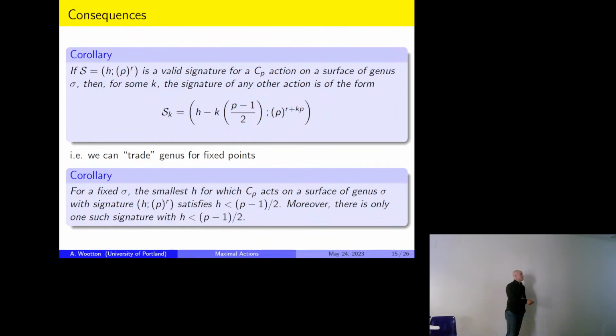Because here we can keep subtracting off multiples of p minus 1 over 2, that tells me that the smallest possible quotient genus for my surface appearing in this signature is going to be smaller than p minus 1 over 2. Okay, so it's going to be between 0 and p minus 1 over 2. And in fact, you can show that as genus increases, each of these possibilities appear an equal number of times. In fact, there's an infinite sequence of every single one of these.